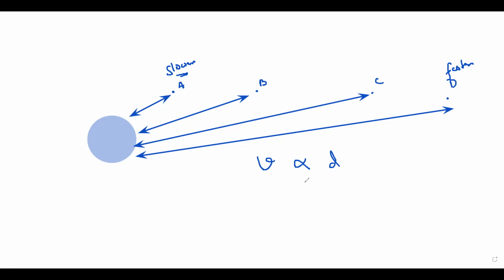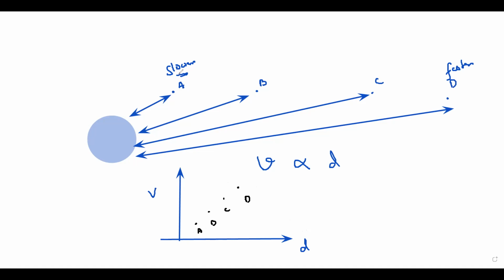If two quantities are directly proportional, what should the graph look like? If we plot a graph between the speed at which these galaxies are moving and the distance of the galaxy, this will be a point for galaxy A. Galaxy A is closer, moving slower. Then galaxy B, then galaxy C, then galaxy D.